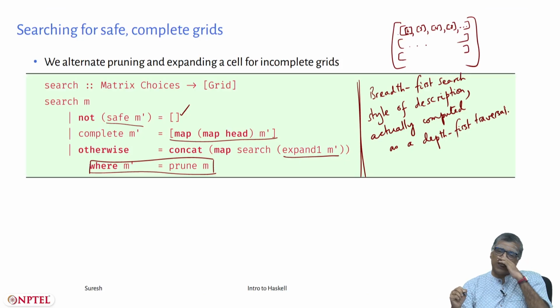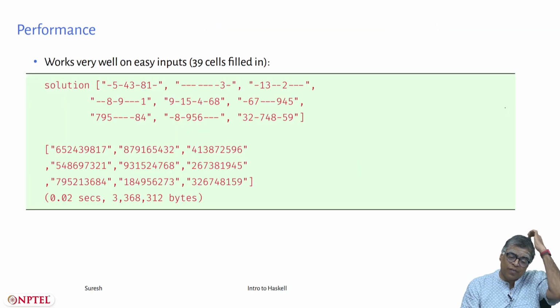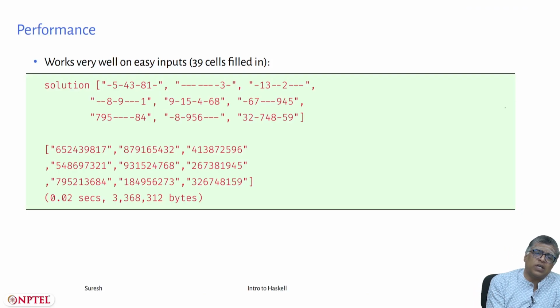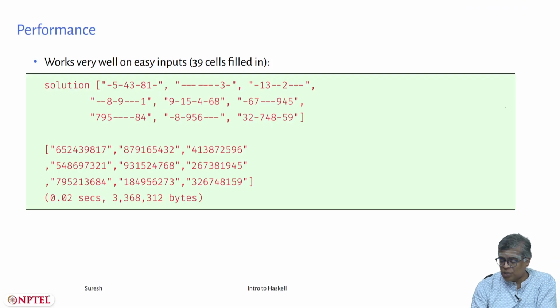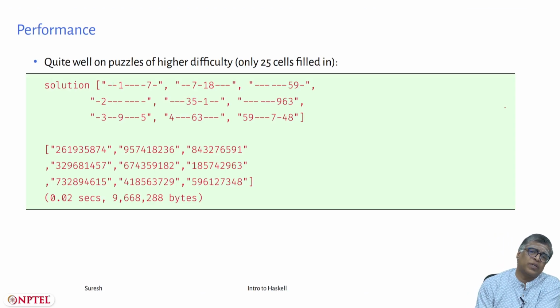Right, because of Haskell's laziness. So this works very well on easy inputs with 39 cells filled in. It actually performs very well even on hard puzzles. Quite well on puzzles of higher difficulty.